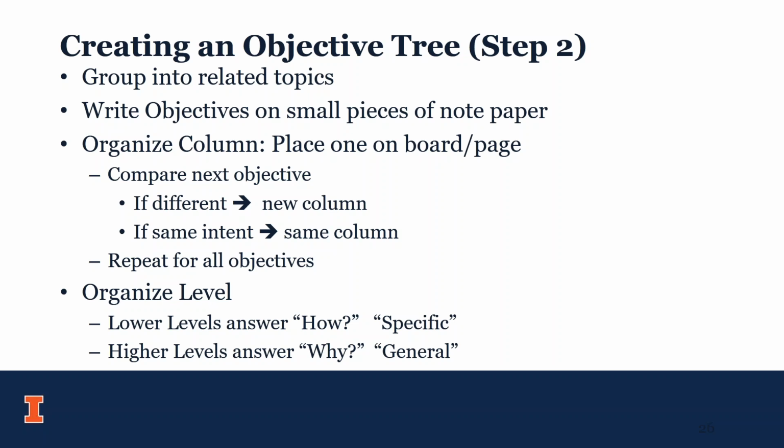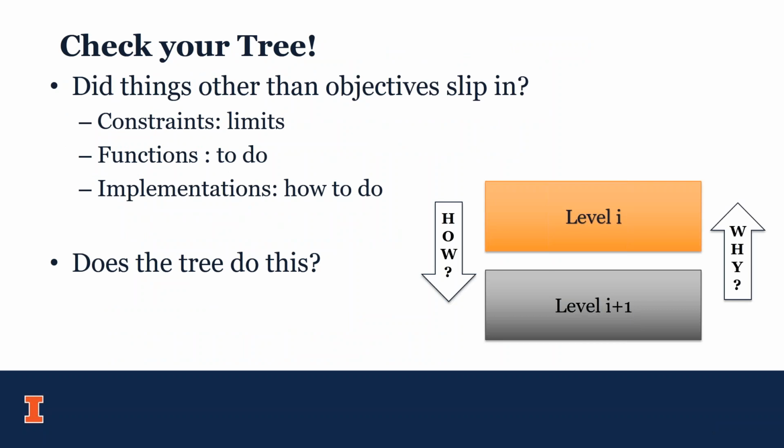Actually, if you see yourself having a piece of paper in your hand that can go in a bunch of places, that just means that it's a really important objective because it satisfies a lot of the important things that you've defined early on. So this is what I was telling you about. To go from a level i to level i plus one, you're asking how. To go from i plus one back to i, you ask why. So how is it going to be strong? Let's say use metal. Why are you using metal? Because it needs to be strong.